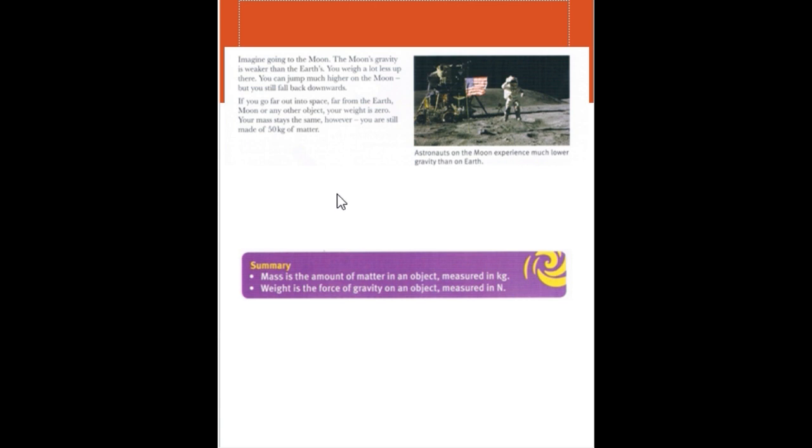From this subchapter, we can make conclusions. Mass is the amount of matter in an object, measured in kilograms. Weight is the force of gravity on an object. Remember, students, mass doesn't change wherever you are, including when you go to space, the moon or another planet. Your mass is still the same. But weight depends on gravity. If the gravity of the planet is bigger than Earth's, your weight will be bigger.